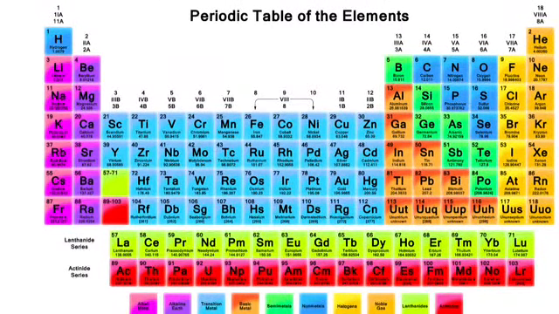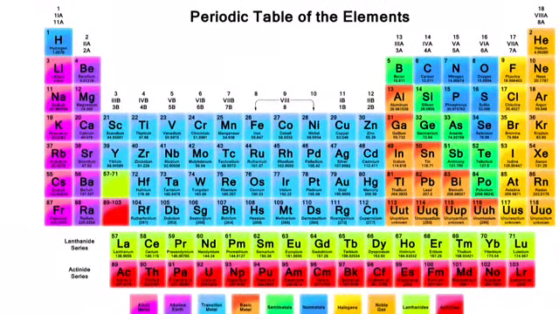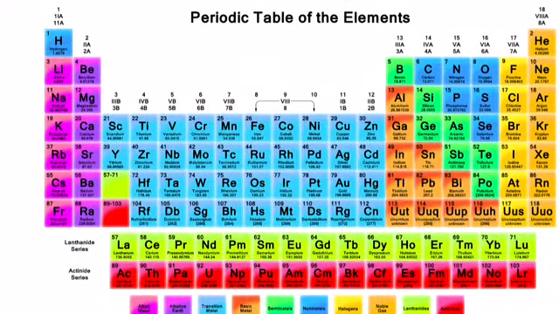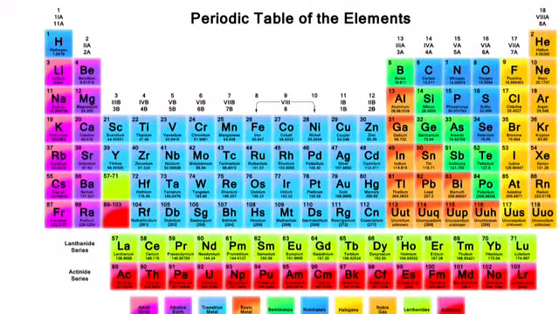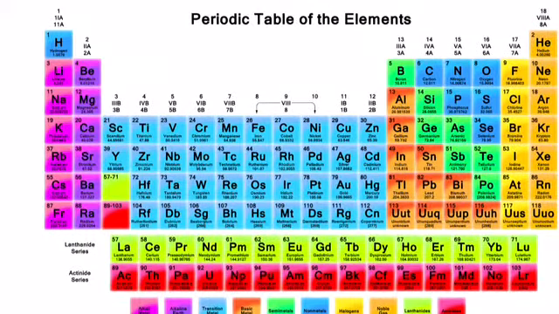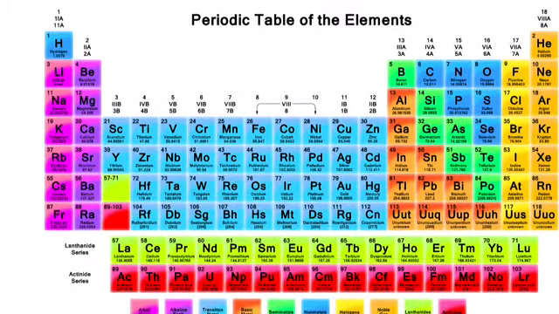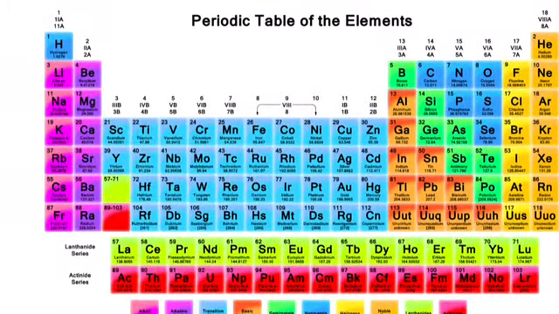Now, in Group B, we have 10 smaller groups. It starts with 3B, 4B, 5B, 6B, 7B, 8B three times, 1B, and 2B.